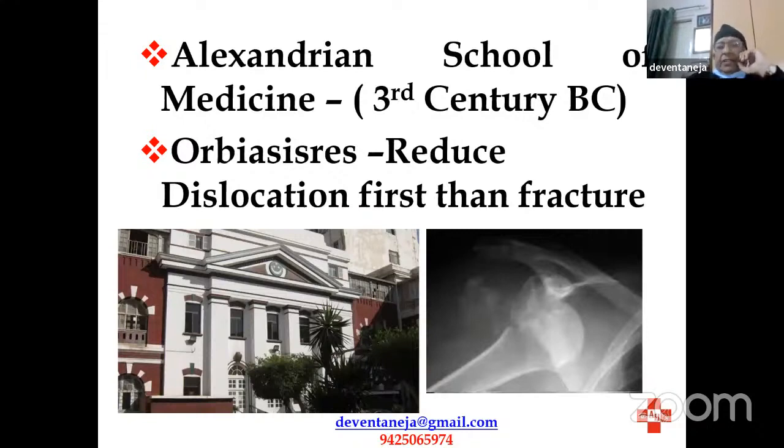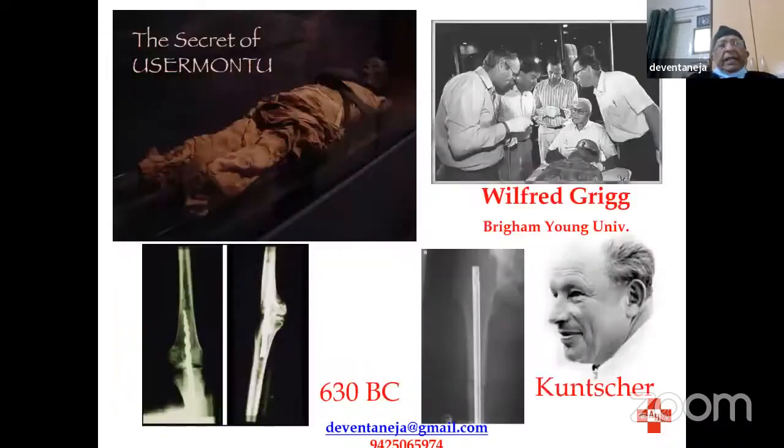The Alexandrian School of Medicine in the 3rd century BC talked about it: if you have a fracture dislocation, the most important thing is to first reduce the dislocation and then tackle the fracture. This is what we do today also. This is a very interesting thing. You see, lots of teams from the Western world have been coming to Egypt, digging out the mummies, dissecting them and studying them.